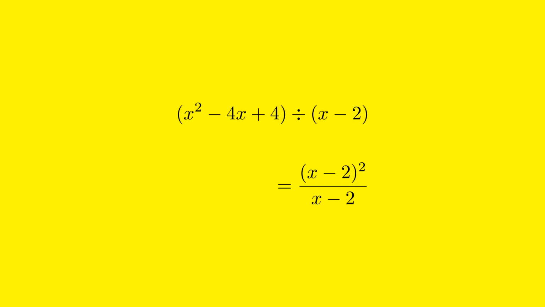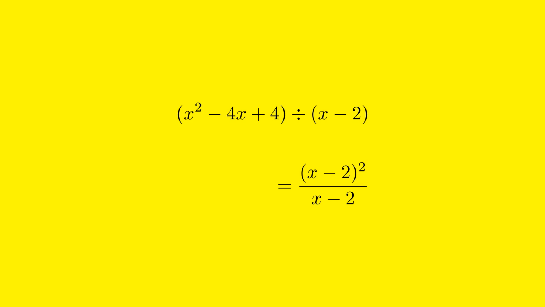Step 1. Identify and factorize the numerator. The given rational expression is x squared minus 4x plus 4 divided by x minus 2. First, notice that the numerator x squared minus 4x plus 4 can be factored.